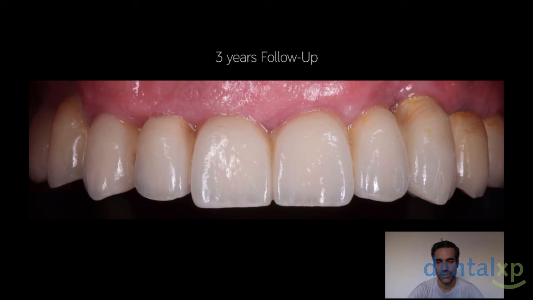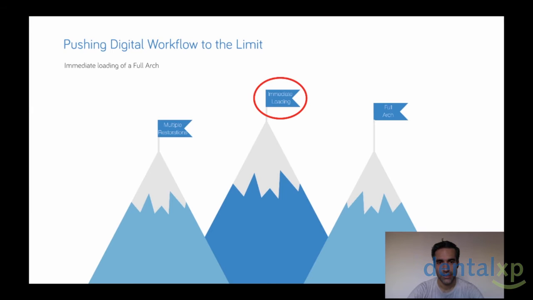So in this case, as you see, we can do full arch with the TRIOS, the 3Shape TRIOS. It's not such a difficult approach if you have the right protocol. And let's move forward, and we are going to complicate things a little bit more.